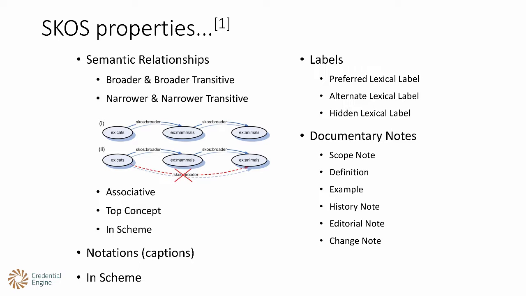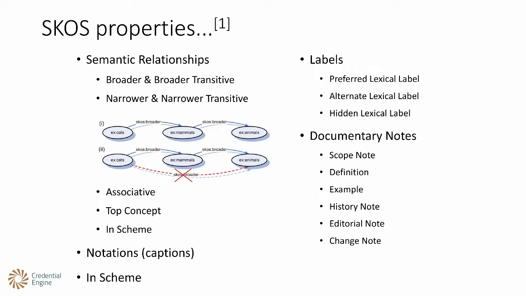Let's look at some of the properties that are there. These are the properties, and this is really almost all of the key properties in the SKOS specification, almost all of them. So in other words, it's small, it's compact. There are properties to express semantic relationships. There are properties to express documentary notes. There are properties to express the human readable labels of concepts and so forth.